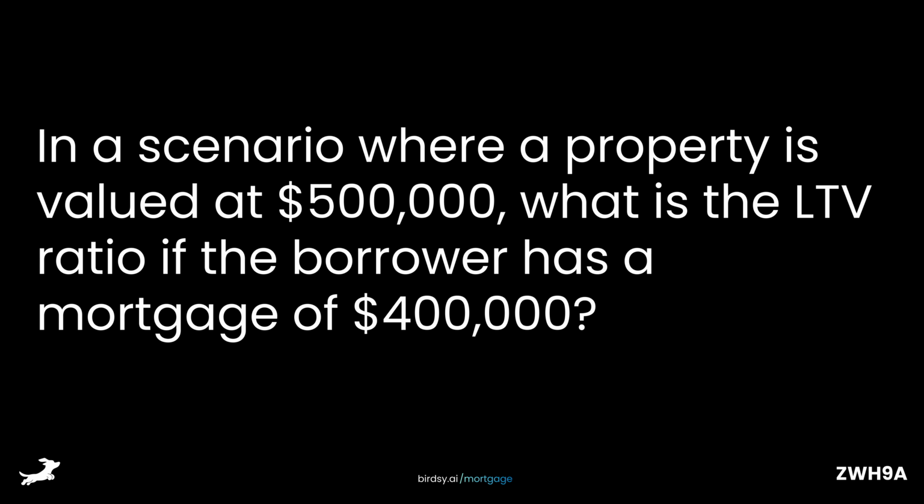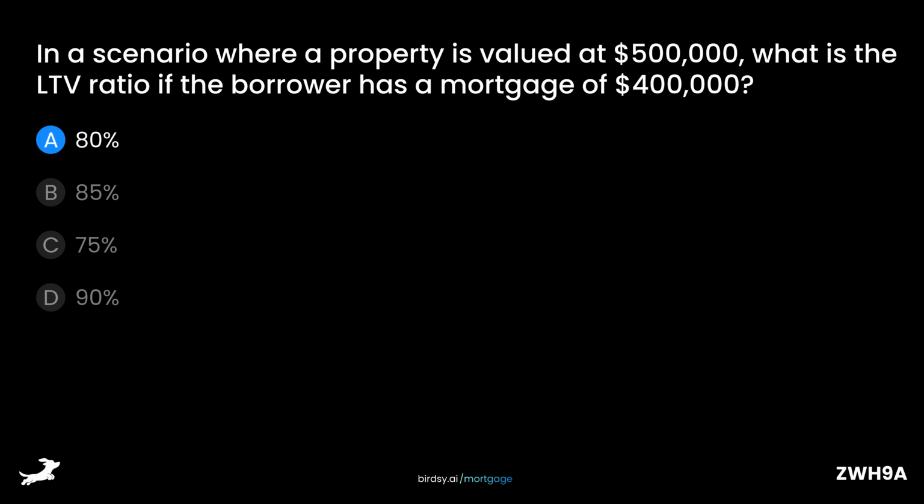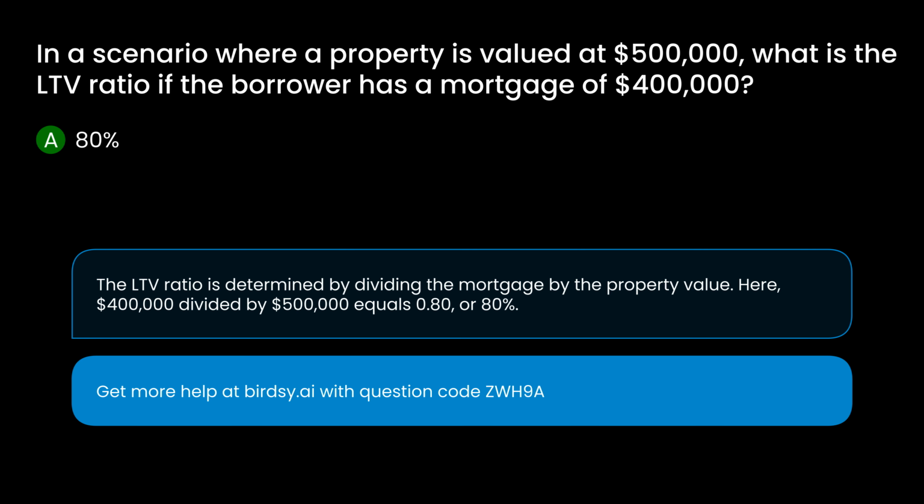In a scenario where a property is valued at $500,000, what is the LTV ratio if the borrower has a mortgage of $400,000? Is it A, 80%, B, 85%, C, 75%, or D, 90%? The answer is A, 80%. The LTV ratio is determined by dividing the mortgage by the property value. Here, $400,000 divided by $500,000 equals 0.80, or 80%.